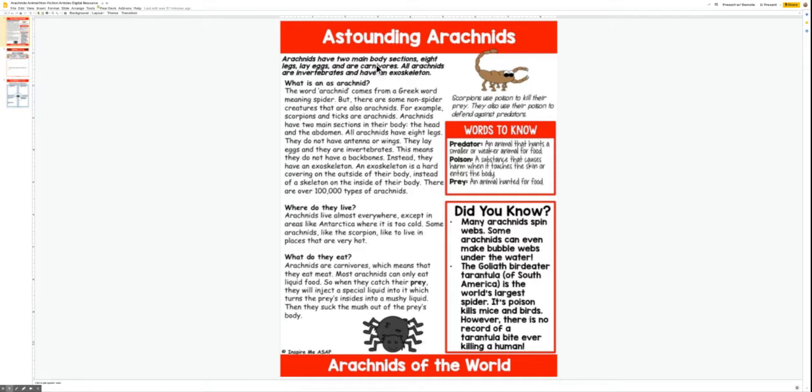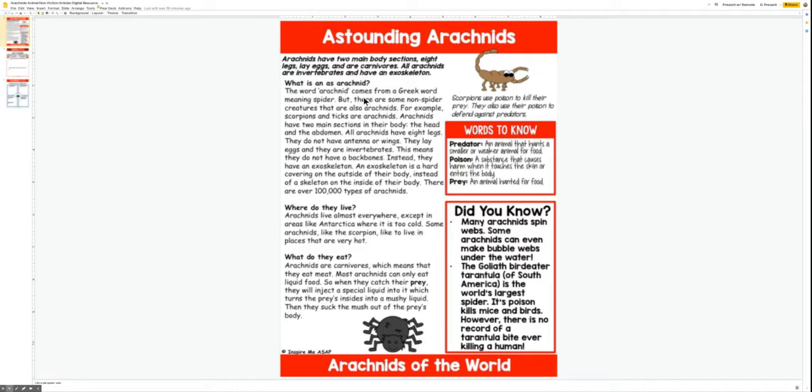Arachnids have two main body sections, 8 legs, lay eggs, and are carnivores. All arachnids are invertebrates and have an exoskeleton. So remember we read last week an invertebrate is something without a backbone. So they have the exoskeleton, which makes that crunchy sound if they get smushed. It is that hard outer shell that covers their body. Okay, subheading says, what is an arachnid? Okay, keep reading with me.